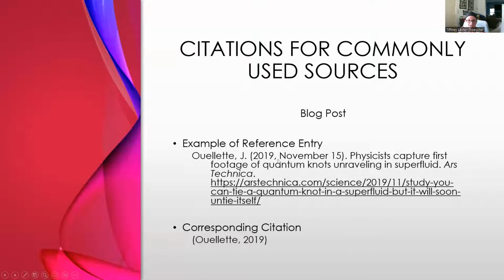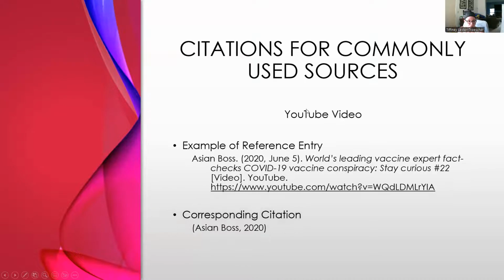Blog post. All right, this was a blog written by an actual person, not an organization. So this was how the entry started. The author's last name, comma, first initial. So how does our citation begin? The author's last name, comma, date. YouTube video. We learned when we made the reference entry that the reference entry for a YouTube video should begin with the creator's title, the channel title. This one was Asian Boss. So that's what we put in our citation. Asian Boss, comma, 2020.